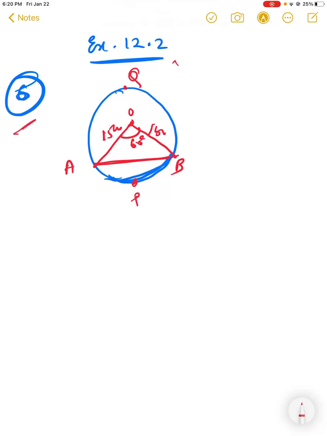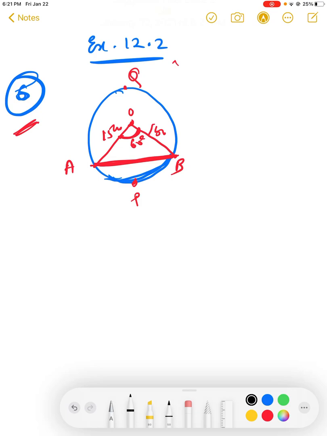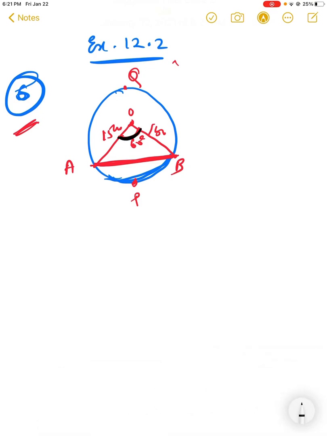This is exercise number 12.2, problem number 6. A chord of a circle of radius 15 centimeters subtends an angle of 60 degrees. Now this AB is the chord. Here the angle subtended is equal to 60 degrees. We have to find out the area of the major segment and the minor segment.